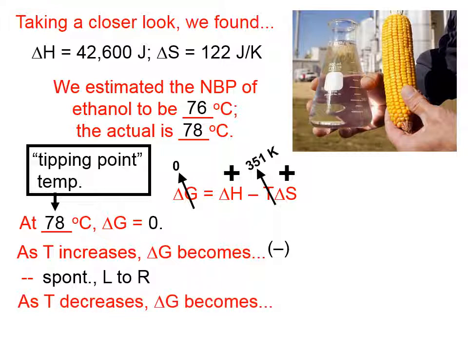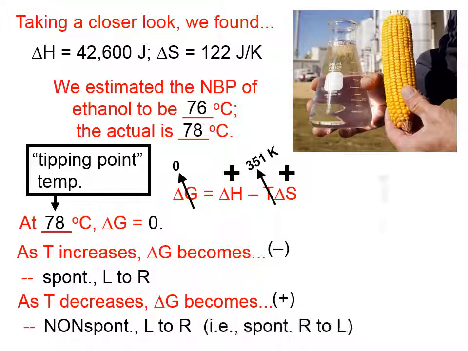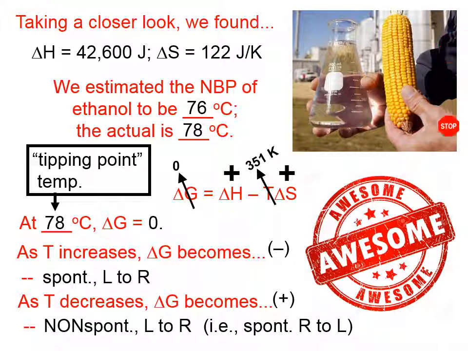What about as the temperature decreases? In other words, if we go below 351 Kelvin, let's pick an easy number that's less than 351 Kelvin, let's say 0 Kelvin. Well, at 0 Kelvin, or anything below 351, this positive delta H is going to be bigger than anything we have over here, so delta G will become positive, and that means that our process is not spontaneous, left to right. It would not be spontaneous to go from the liquid phase to the gaseous phase. In fact, wouldn't it be spontaneous to go from the gaseous phase to the liquid phase?